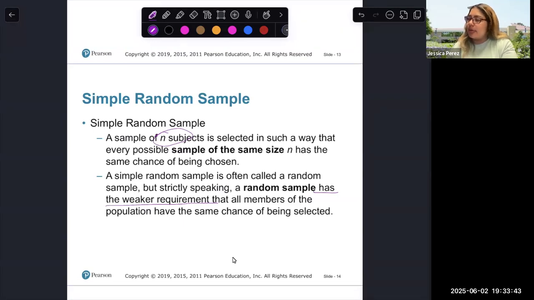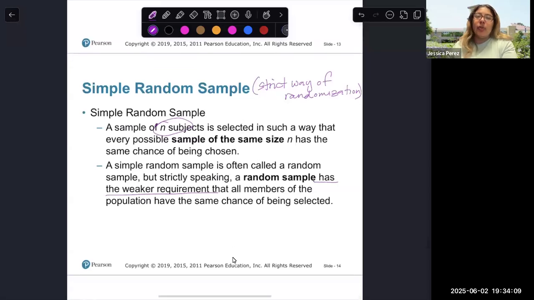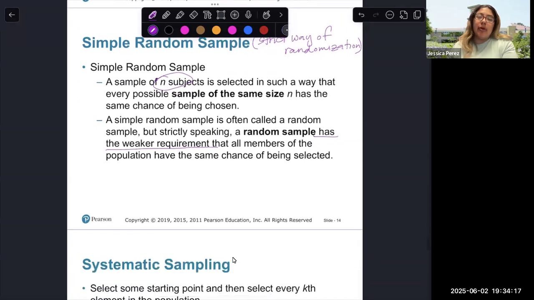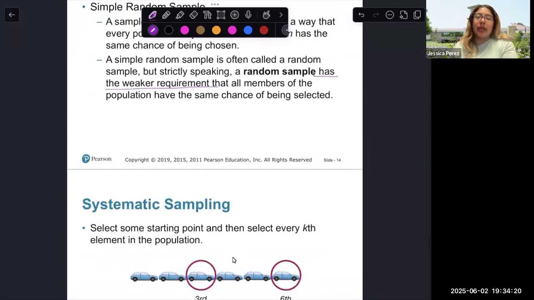So a simple random sample is more selective, or more strict. A simple random sample is a strict way of randomization versus just a random sample. So there's a difference. One is stronger than the other. The simple random sample is stronger. It has a stricter way versus a random sample in general.